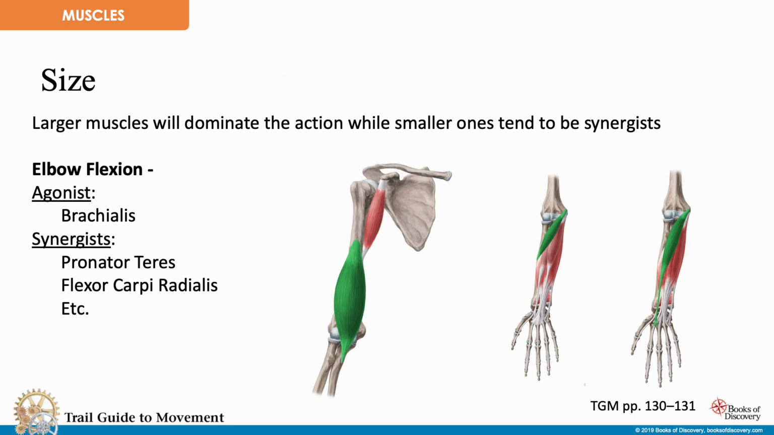Here we're looking at how size dictates the hierarchy of movement. Generally, the body is efficient. It uses the biggest tools for the biggest job. Larger muscles with more mass and more motor units will dominate the action.